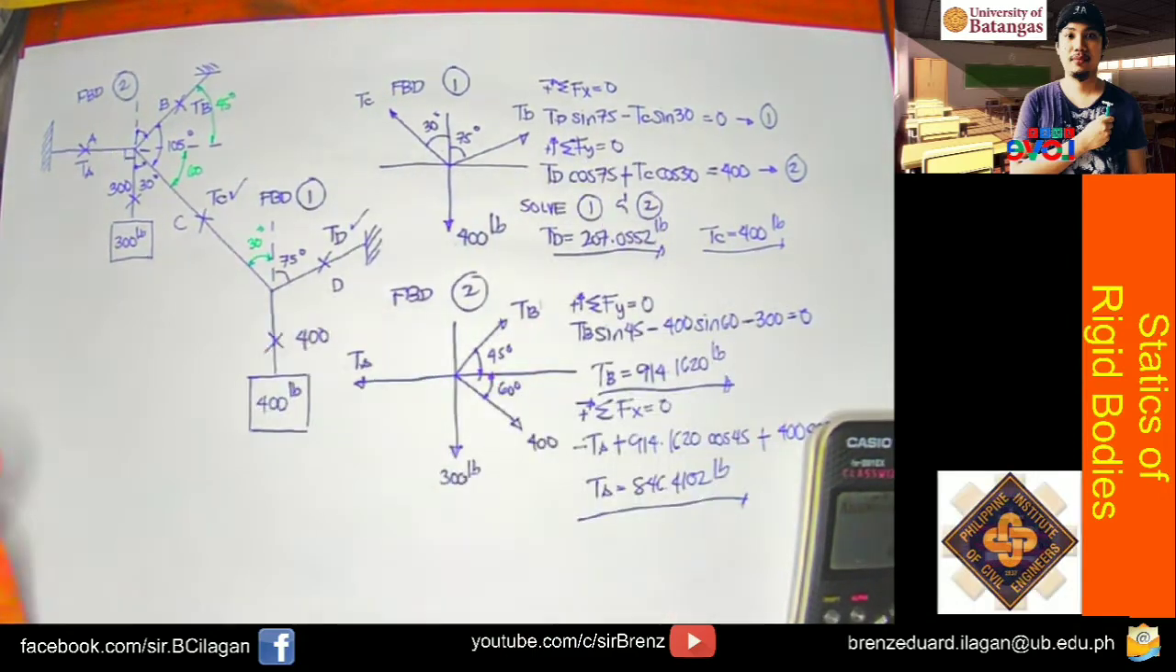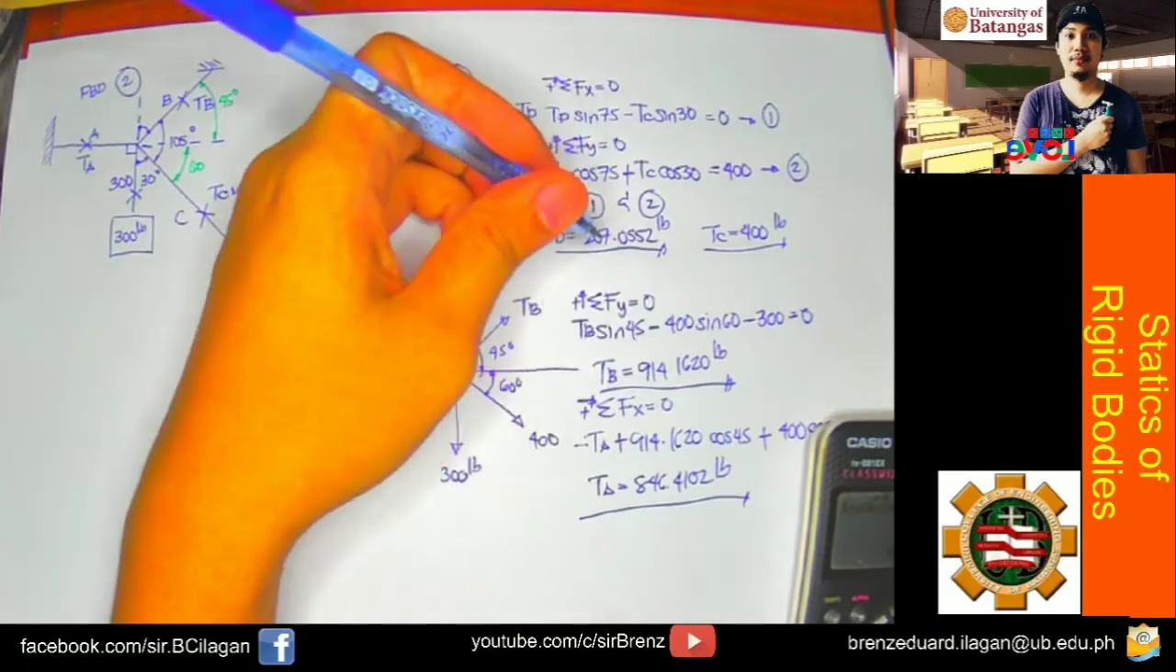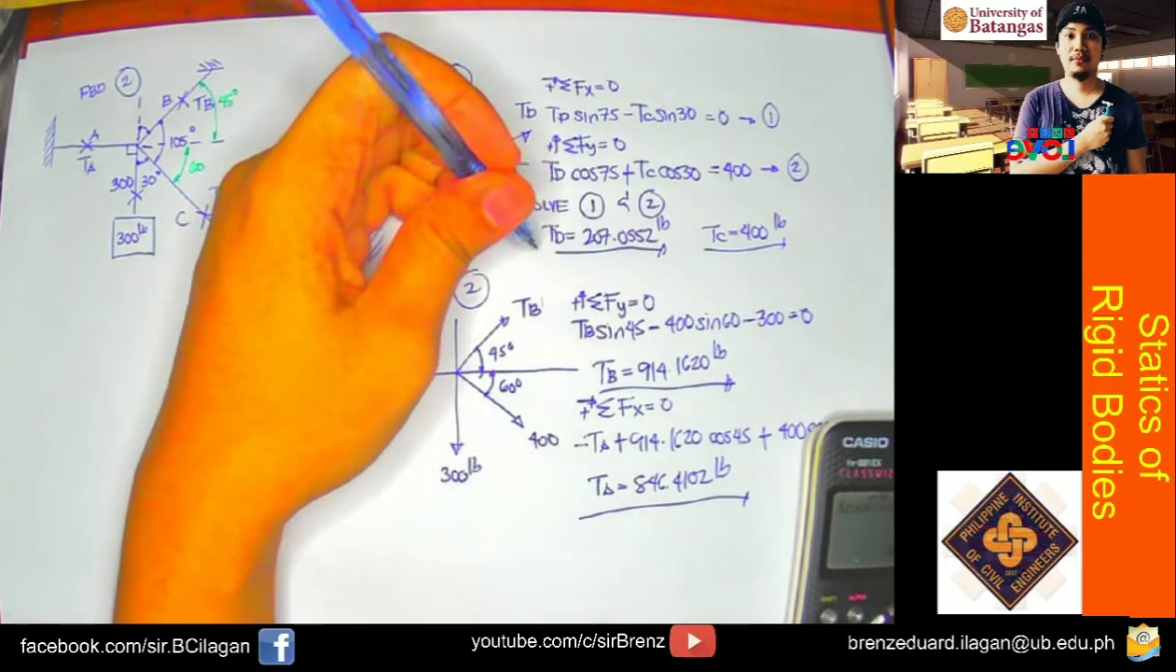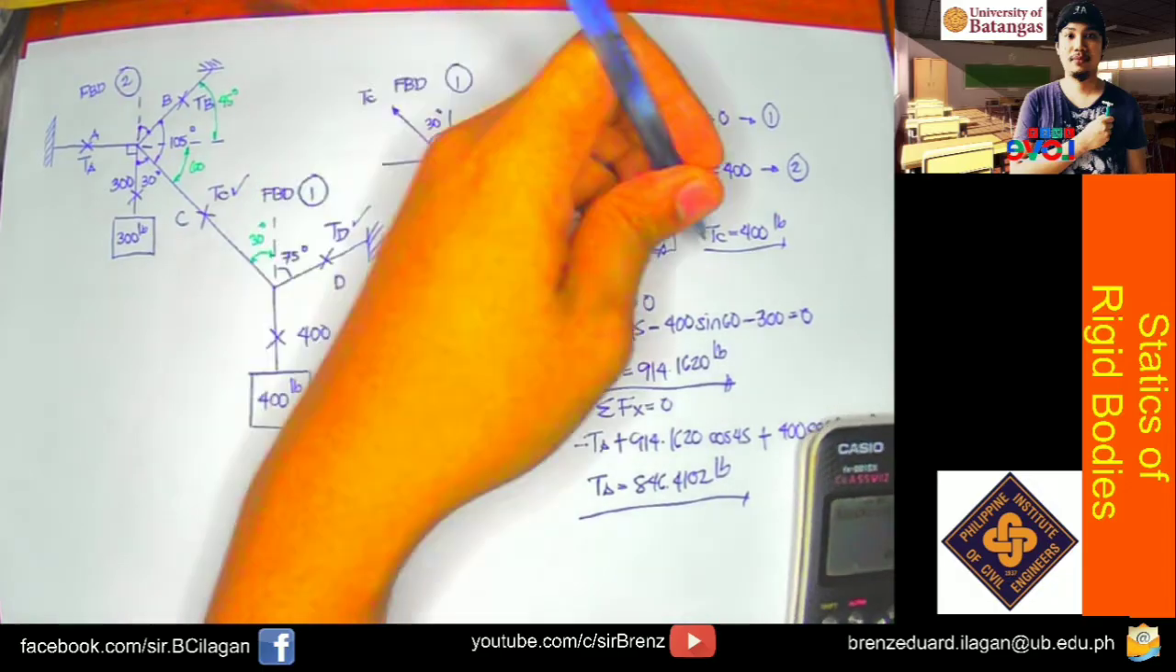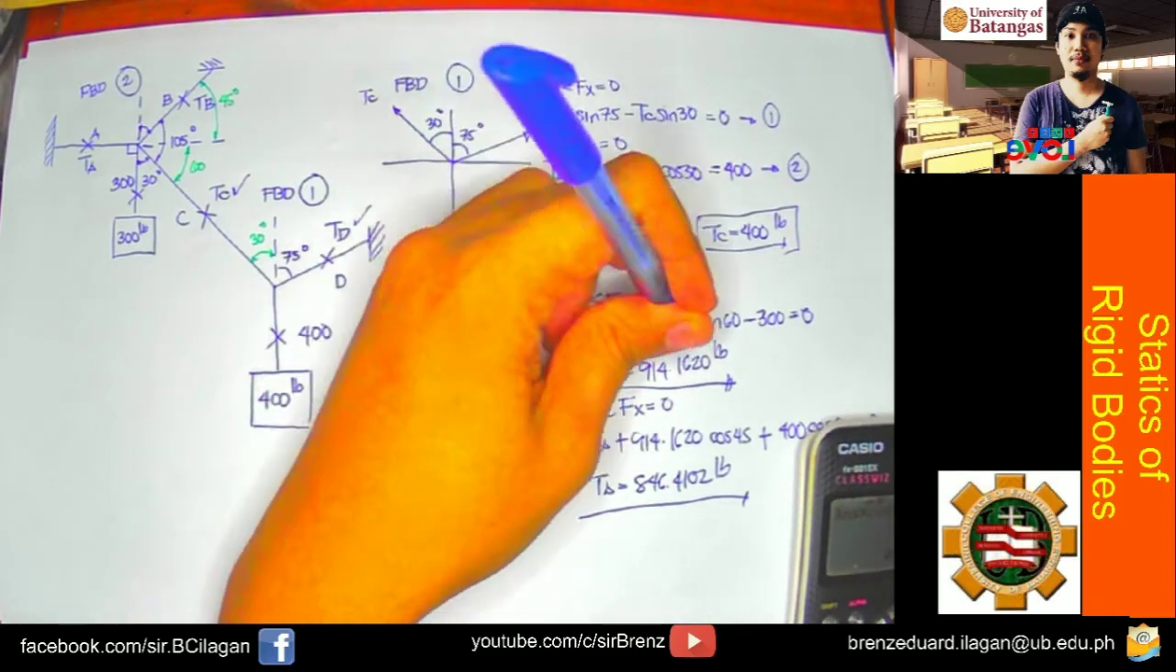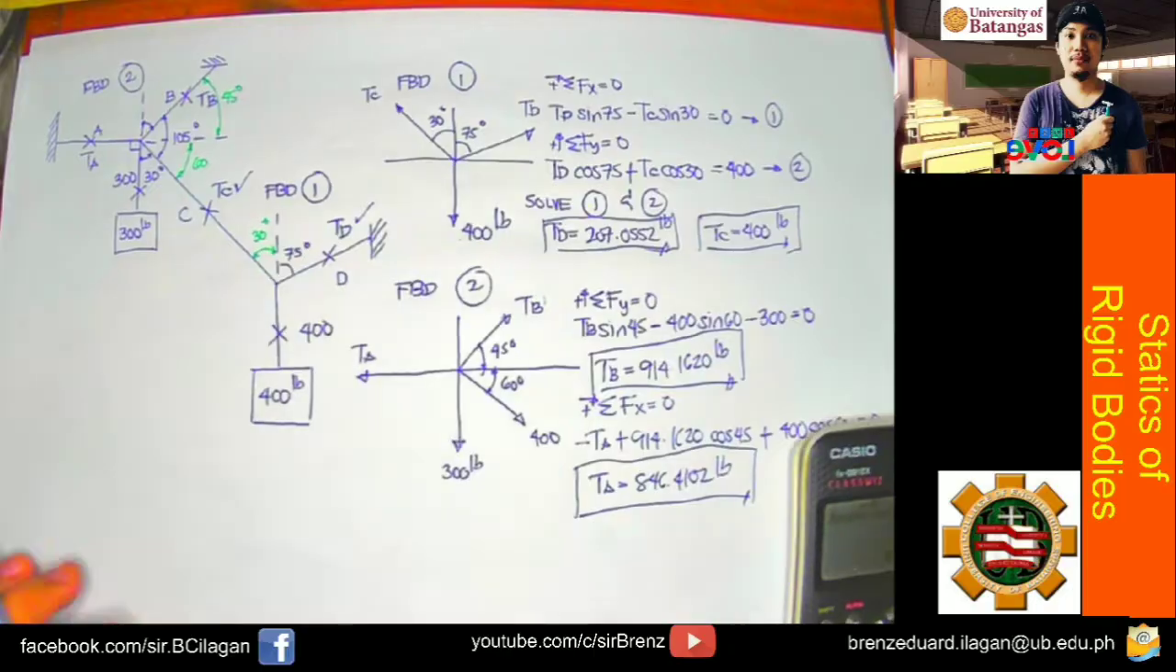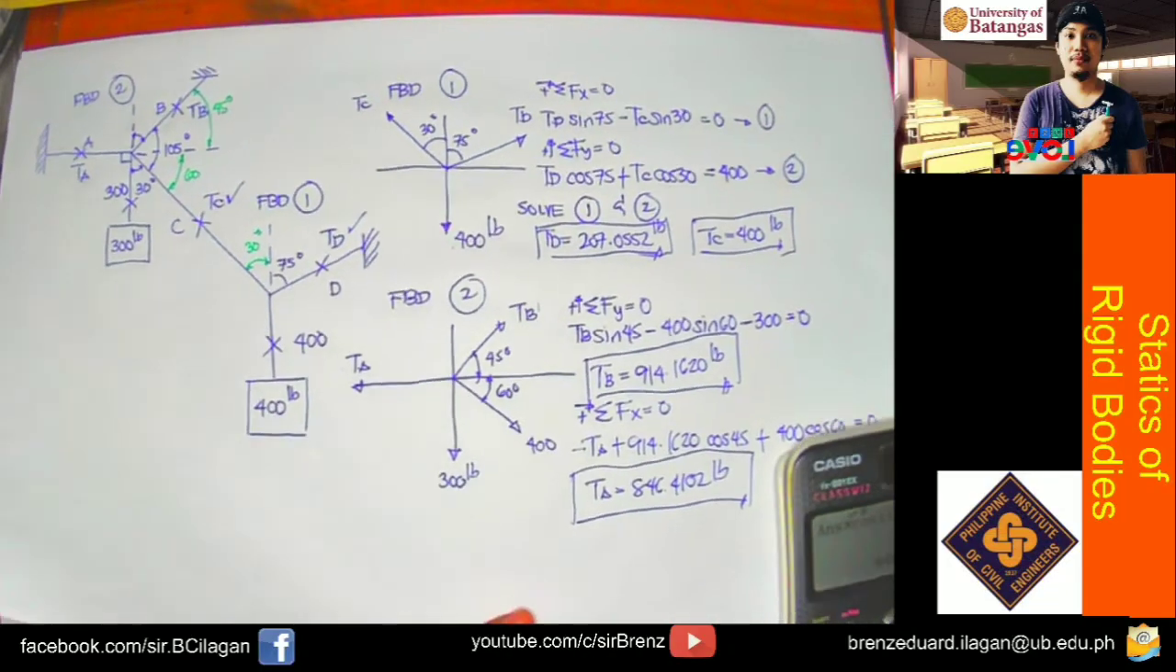Okay, so these are the answers. We have found all the unknowns. If your instructor asks you to underline the answer, just underline it. But I like to box, so box the final answer. Then always take 4 decimal places. Okay. Okay guys, so let's proceed with the next problem.